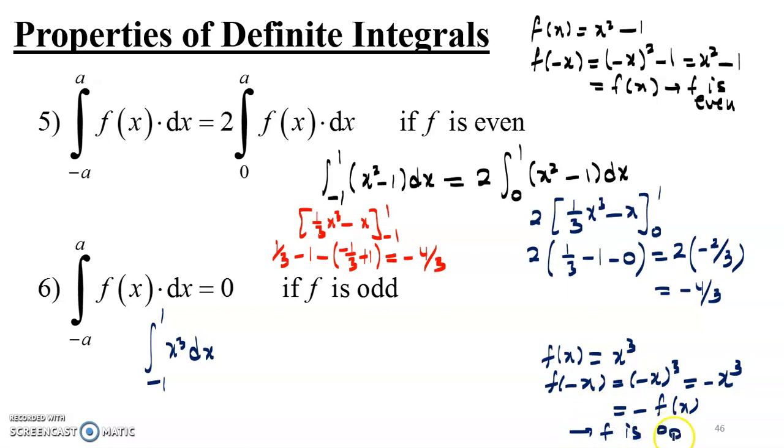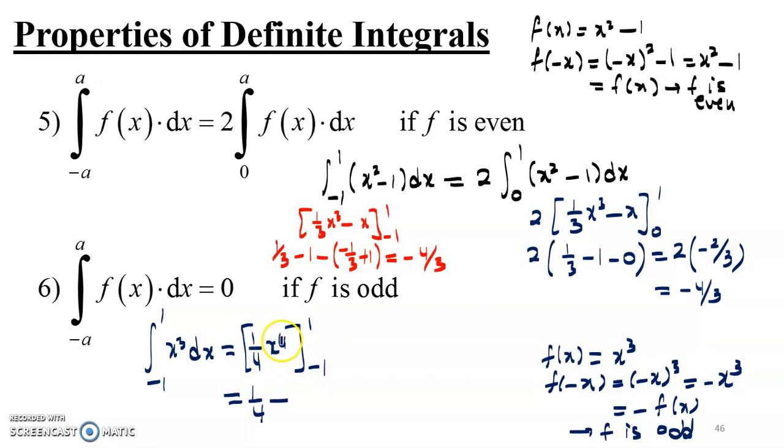So f(negative x) being equal to negative f(x), in that case we can say that f is odd. So over here, if I were to integrate, an antiderivative of x cubed is in fact 1 over 4 x to the 4, evaluated between negative 1 and 1. At the upper bound it is 1 over 4, minus, at the lower bound, 1 over 4 into negative 1 to the 4.